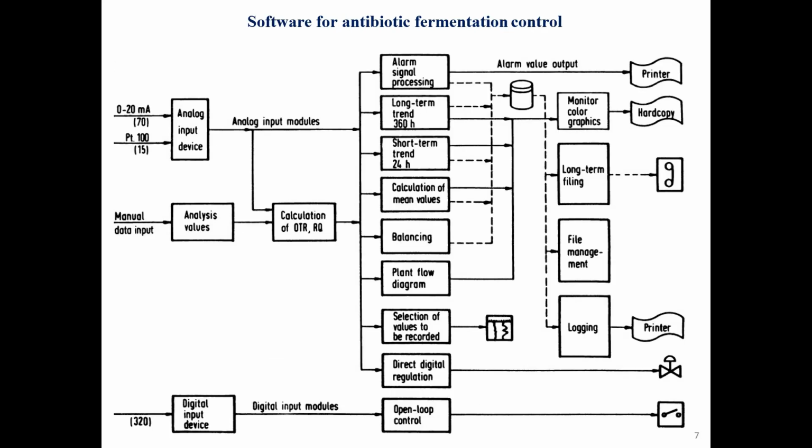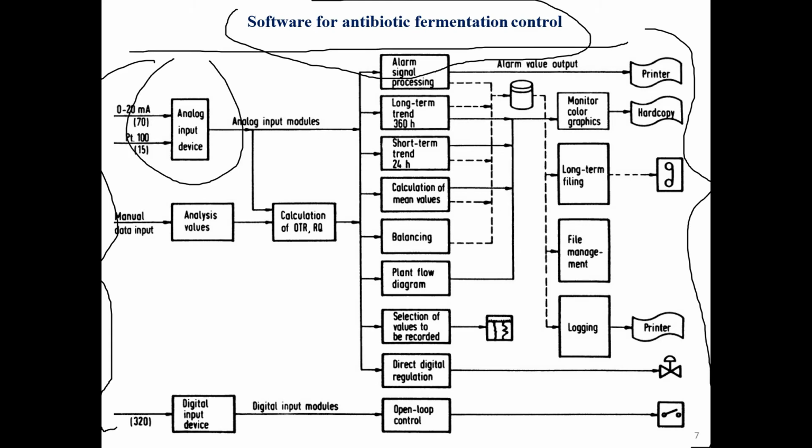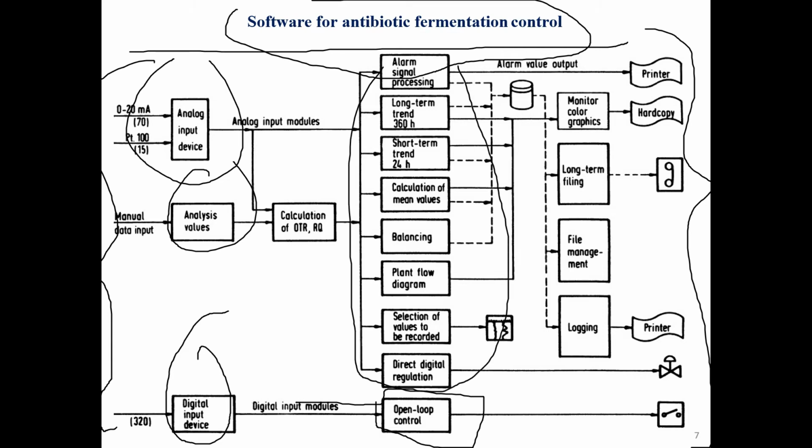So moving on, this is a software for antibiotic fermentation clone. This is an entire huge thing, so this is not important for you all. It is just for information, so you can just give it a look. These have analog input systems, analysis values, digital input devices. It has open loop control. They also have balancing short-term trend, long-term alarm signals, calculation of mean values, balancing plant flow diagram and everything, and monitor color graphs. All of these control the entire fermentation process.